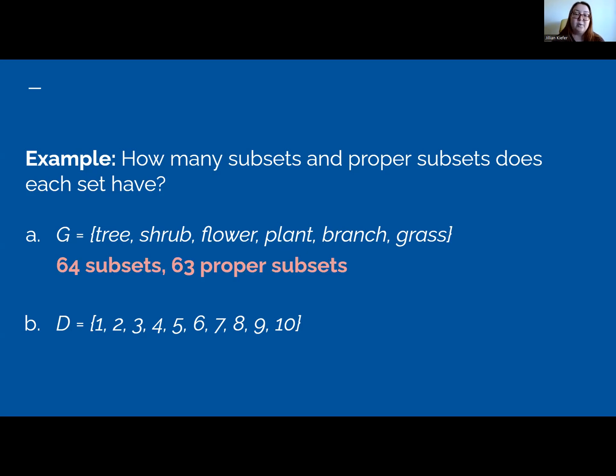So there would be 64 subsets. Minus 1 would make it 63 proper subsets. So that's how we can calculate how many subsets are going to be in a specific set.